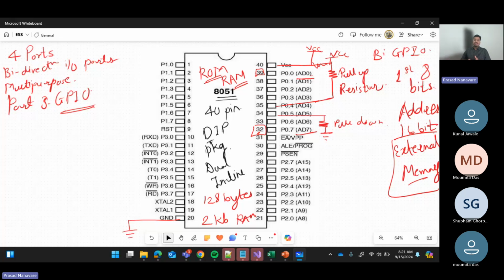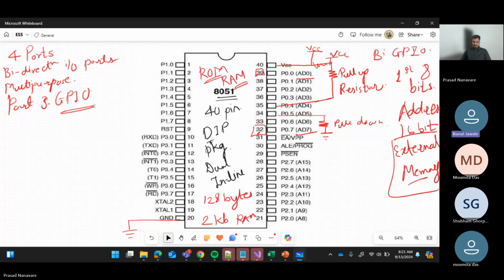40th pin. Look at the screen. It is very clear. Can you see my screen first of all? Is the screen visible? Yes, sir, it is visible. Then tell me, 40 नंबर के पिन पे क्या कनेक्टेड है?